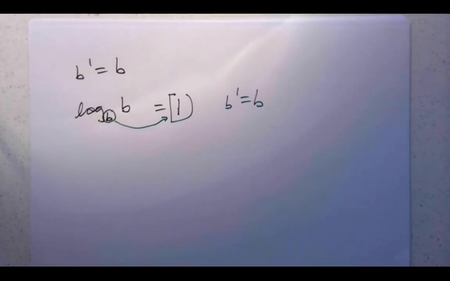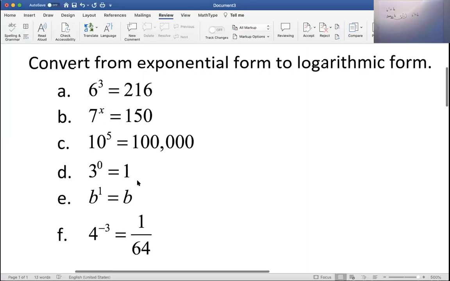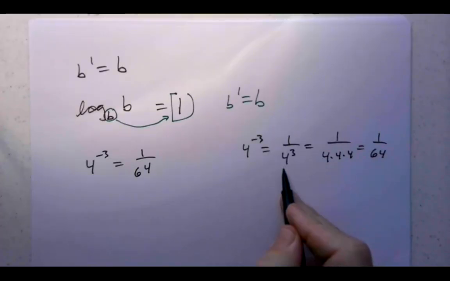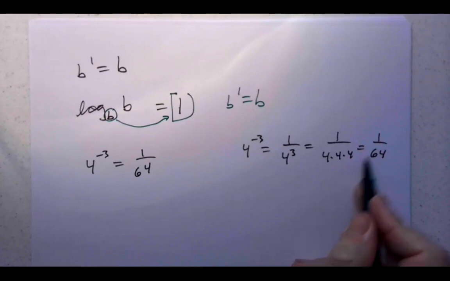And let's see what else we have. We have 4 to the negative third power is 1 over 64. 4 to the negative third, which is 1 over 4 to the third, just to kind of remind you of what that means. 4 to the negative third means 1 over 4 to the third means 1 over 4 times 4 times 4 means 1 over 64.